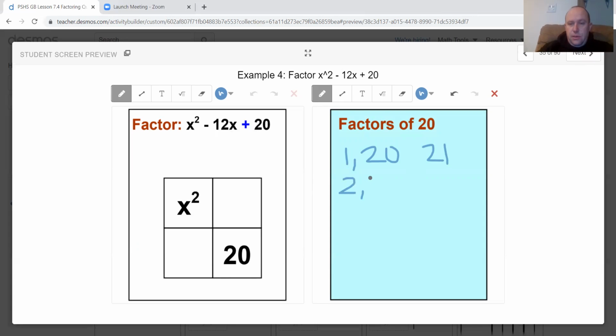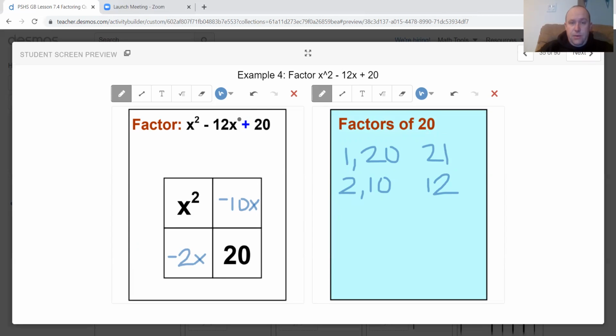For 2 times 10 is 20. And 2 add 10 gives me 12. So this is kind of close to the answer, but obviously I don't want 12, I want negative 12. So instead of putting 2x and 10x here, what I'm actually going to do is switch the sign. I'm going to put negative 10x and a negative 2x. Now, remember, if you multiply 2 negatives together, that also gives you a positive.